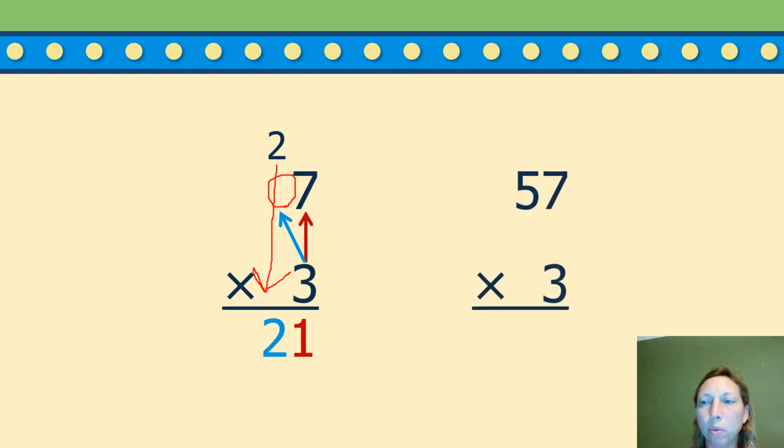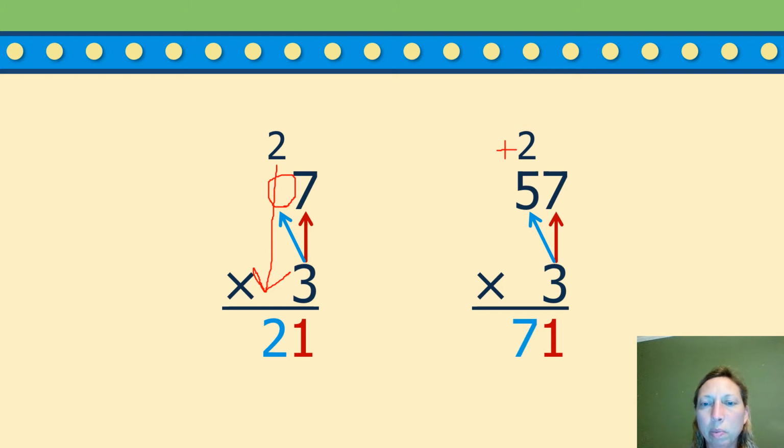So we're going to put 21. 7 times 3 is my first step. And I'm going to split that 21 up. The 1 goes in the ones column. The 2 goes above the 5 in the tens column. The next step is to do 5 times 3, which is 15. And then I'm going to plus 2. 15 plus 2 is 17.